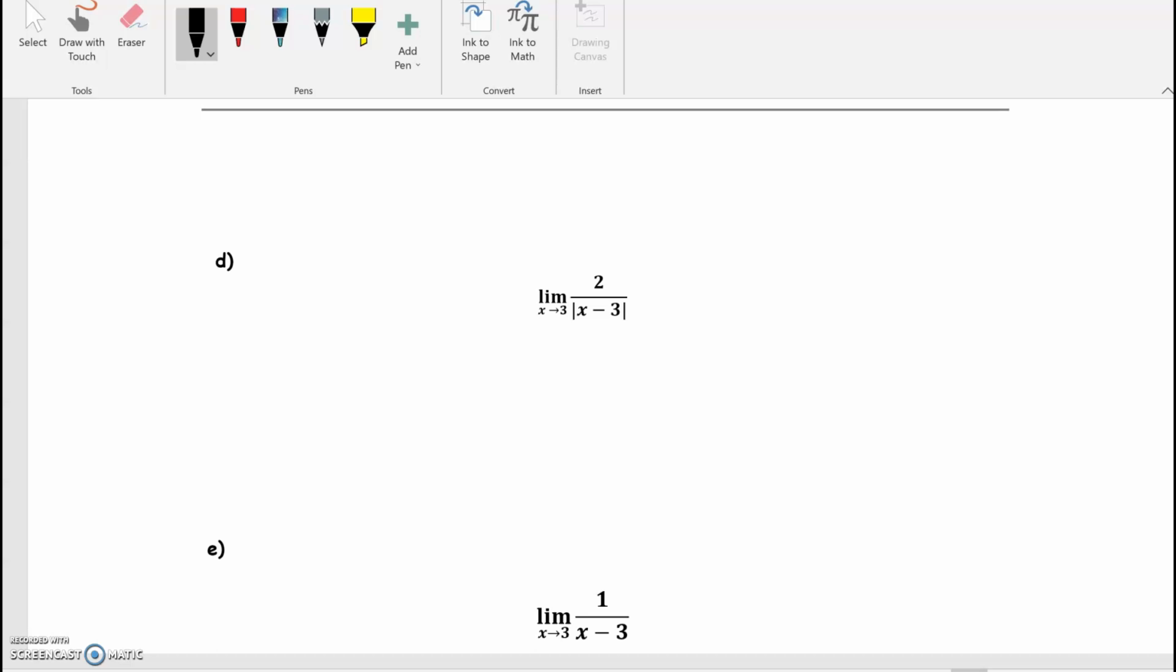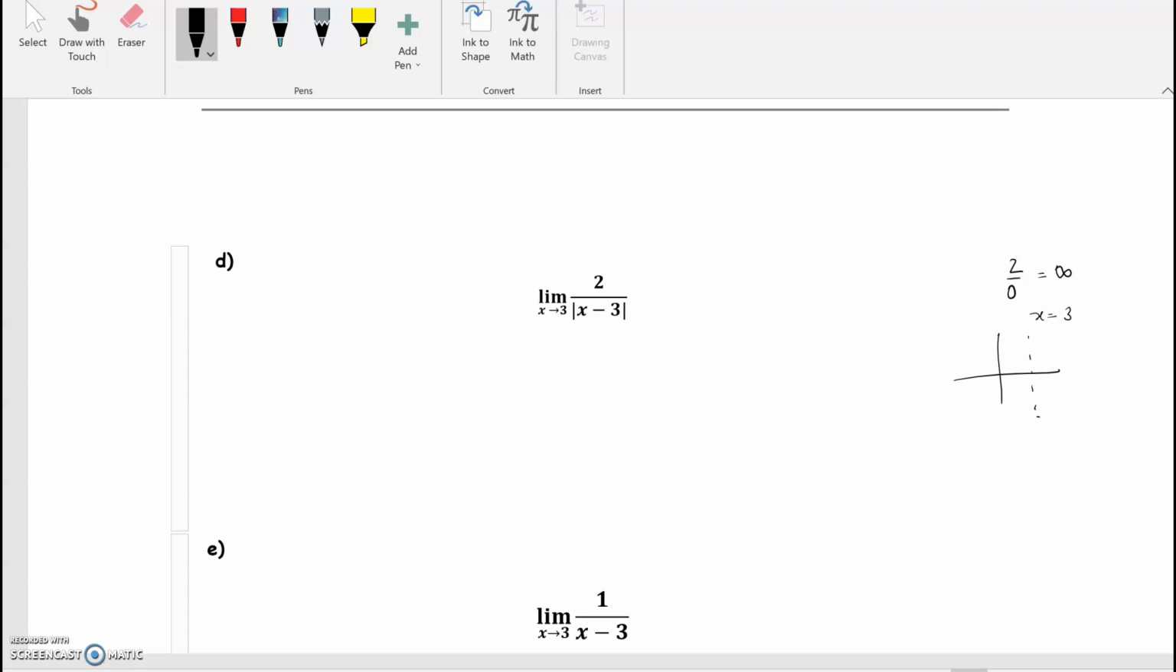Okay, we need to find the limit as x approaches 3 of the function 2 divided by the absolute value of x minus 3. So the first thing we always do is plug it in and you get 2 over 0. This tells us that there is a vertical asymptote because something over 0 is infinity. There's a vertical asymptote at x equals 3. Okay, so that much we know.